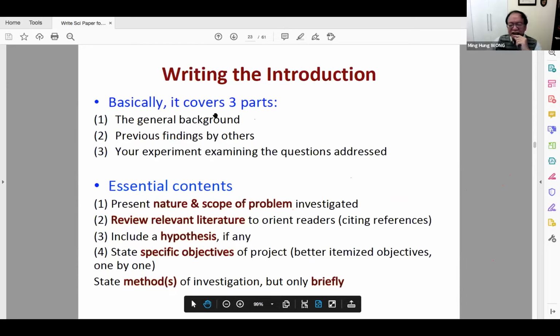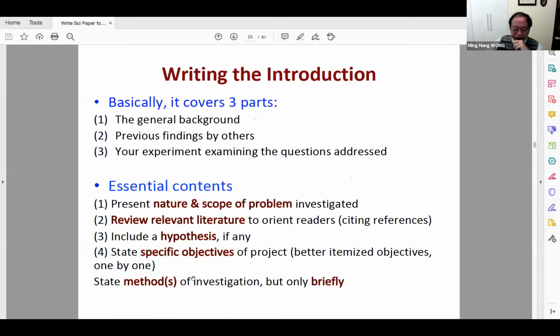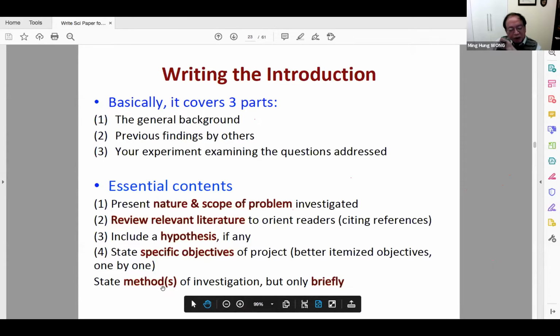So basically, it covers three major parts: the general background, the previous findings by other people, and your experiment, examining the questions addressed. So these are the essential contents: the nature and scope of the problem you want to study, review of literature, include a hypothesis, and state specific objectives. I think it would be a good idea to itemize your objectives and then state the very simple method of your investigation.